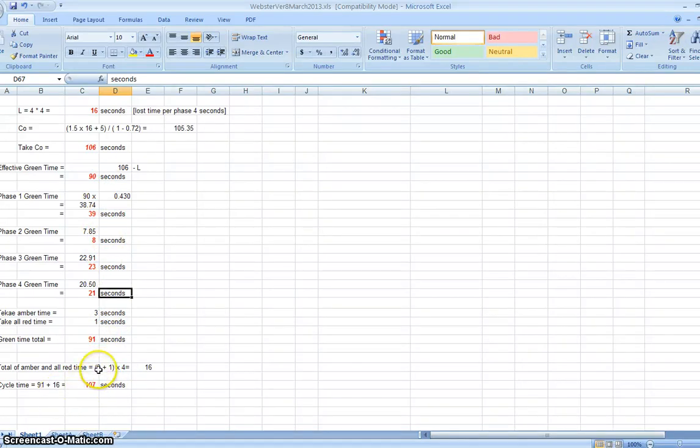And then ultimately we have to add 3 second amber time and 1 second all red, or we can call it lost, 1 second all red.